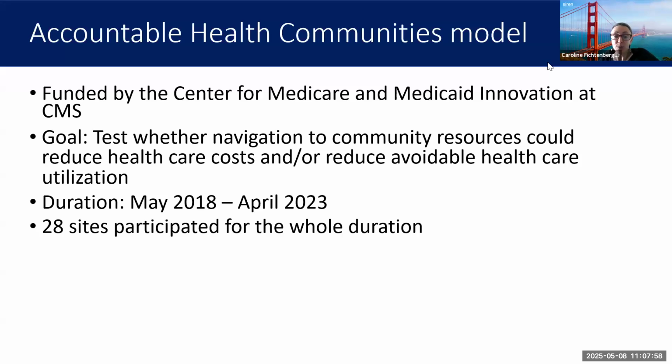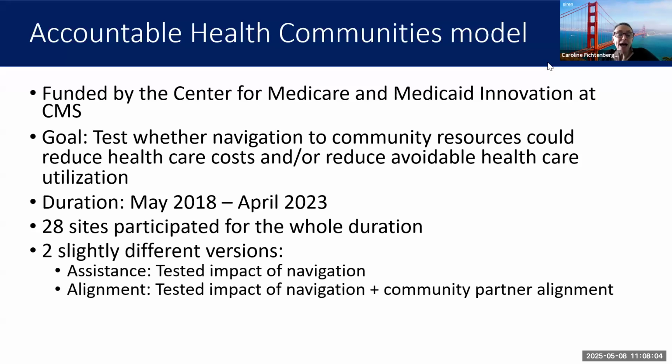28 sites across the country participated for the whole duration, and I'll show you a map of those in a minute. And there were two slightly different versions of the intervention tested. In the assistance track, they were testing the impact of social risk navigation. And I'll say more about that in a minute. In the alignment track, they tested the impact of navigation plus community partner alignment. And I'll explain that also.